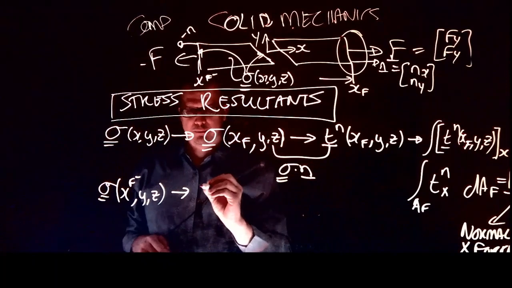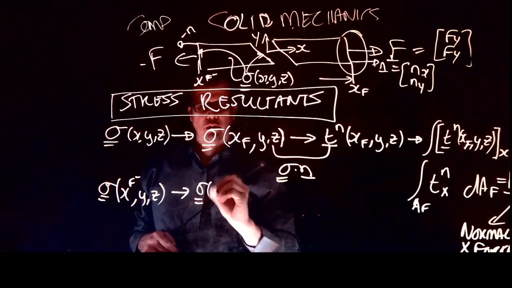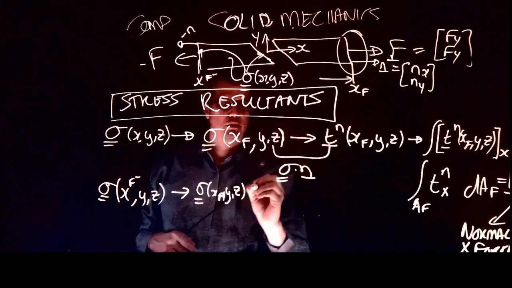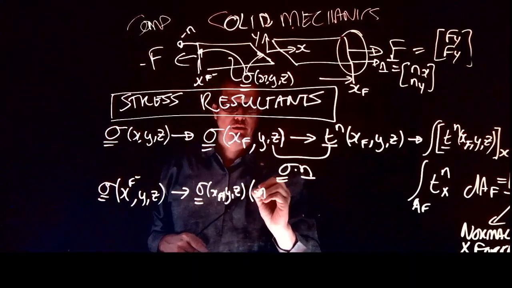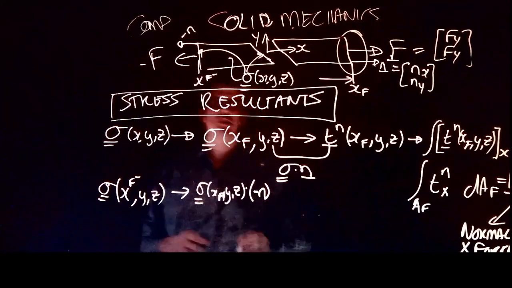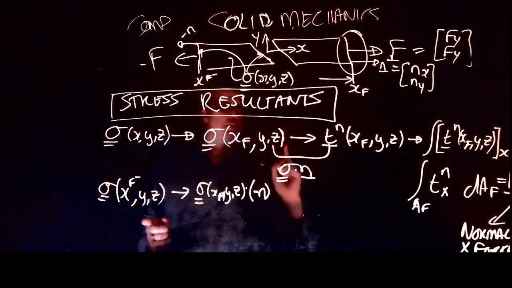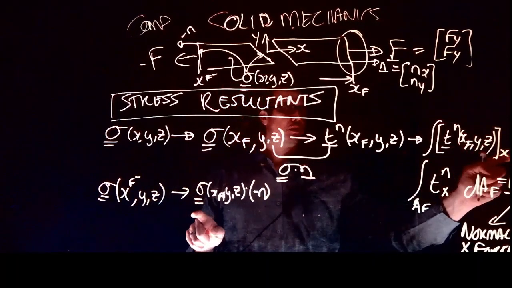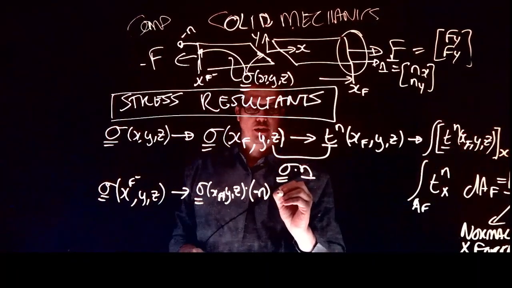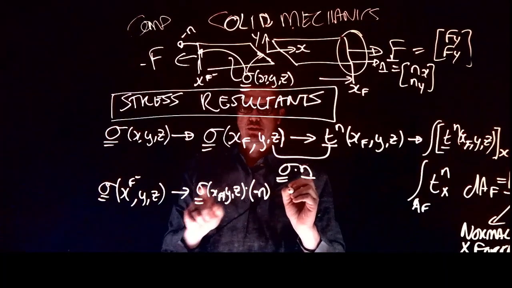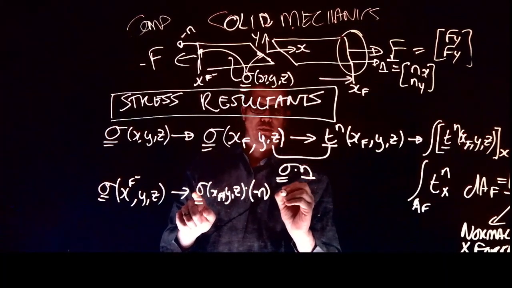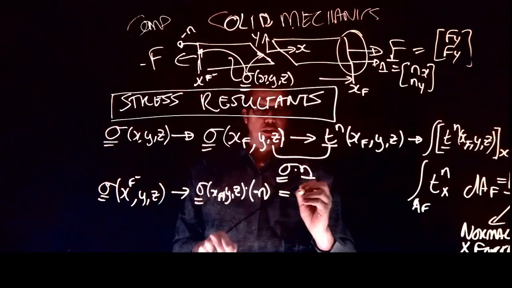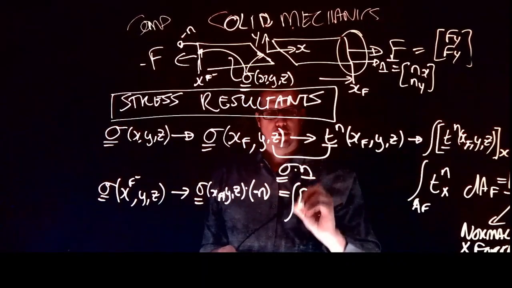Okay, so sigma X, F, Y, Z dotted with negative N. So that's my dot with negative N. Next thing I need to do is to say this is now my traction. I want to take the X component of that. So let's pull this out. Let's just write it like this. This dotted with that, integrated, take the X component.